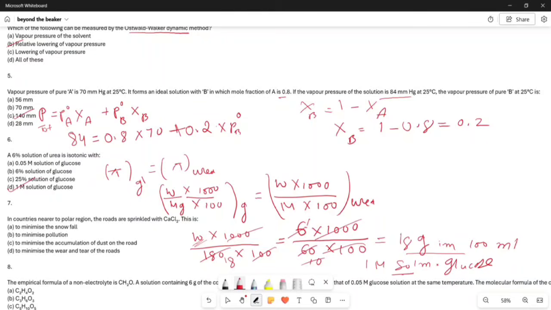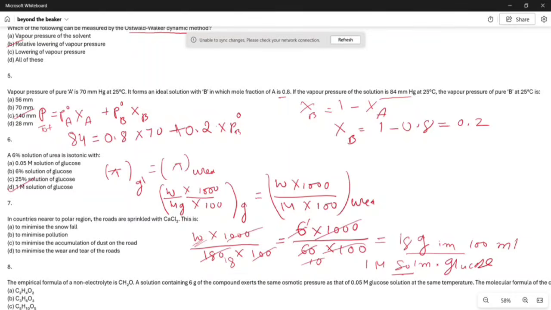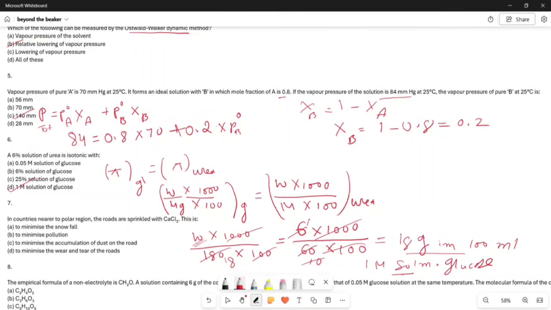In countries near to the polar region, the roads are sprinkled with calcium chloride. This is to minimize the snowfall, or to minimize pollution, or to minimize the accumulation of dust, or to minimize the wear and tear of the road. What is the answer? To minimize the snowfall.